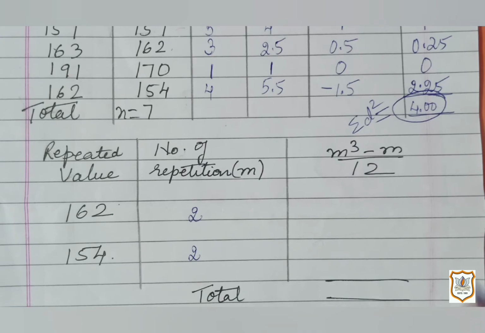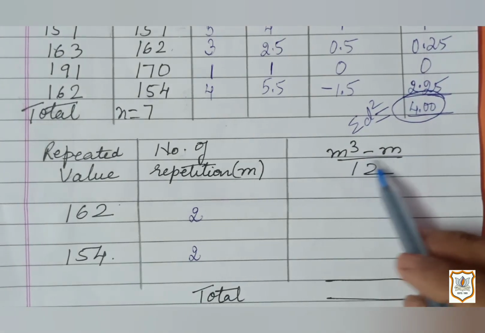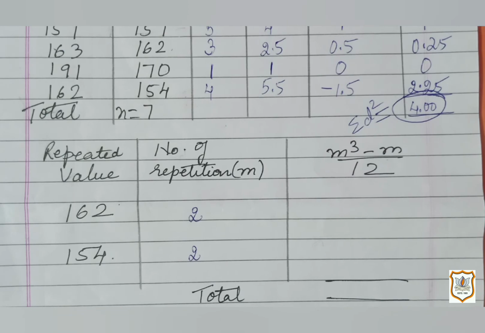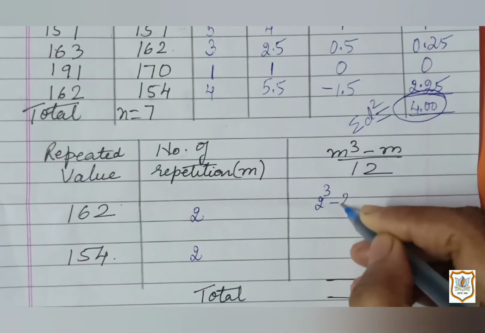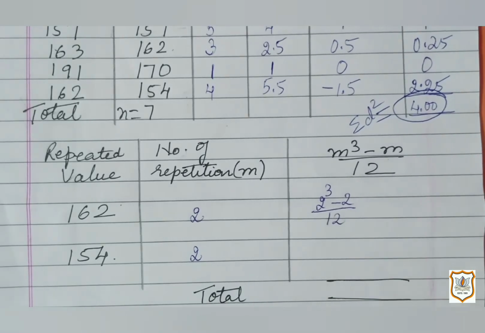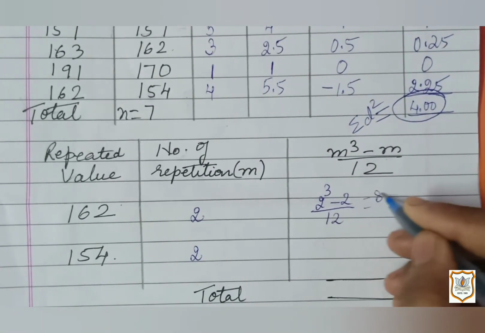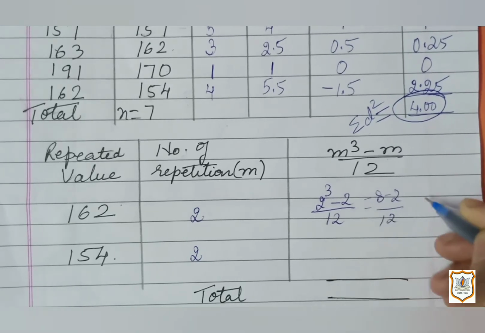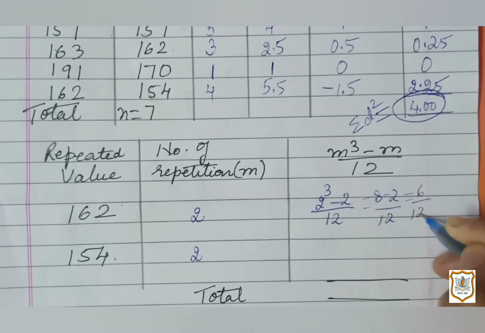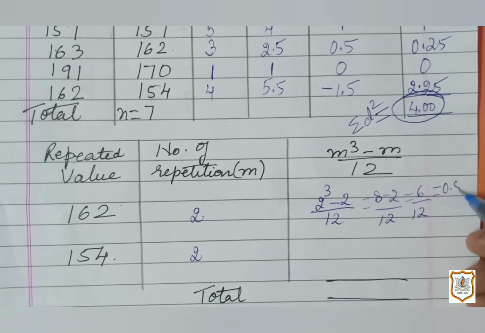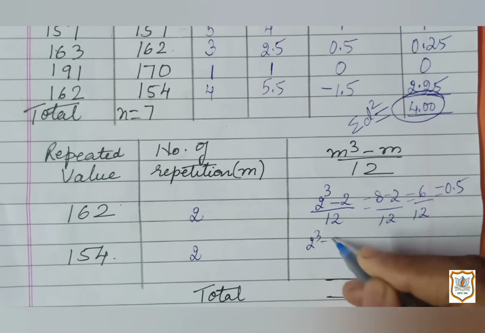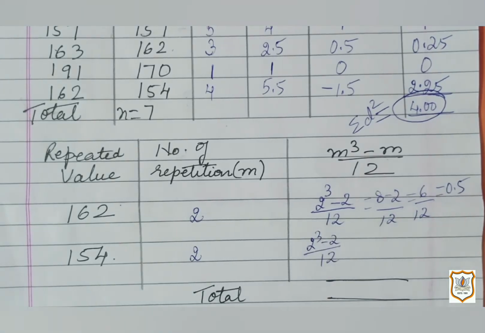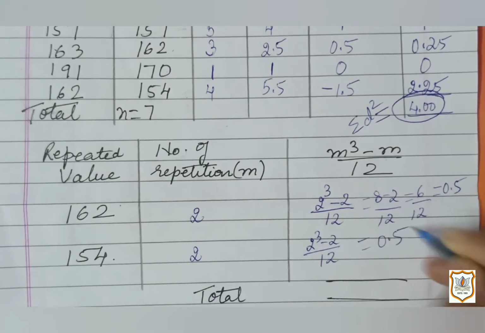Now we have to calculate M cube minus M upon 12. So what is the meaning of that? Substitute the value of M. So that is 2 cube minus 2 divided by 12. So that is 8 minus 2 by 12. That is 6 by 12. So that is 0.5. Similarly for this also, 2 cube minus 2 by 12. This we have already calculated over here. So the answer will be 0.5.